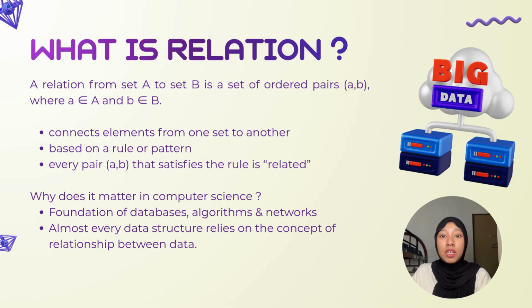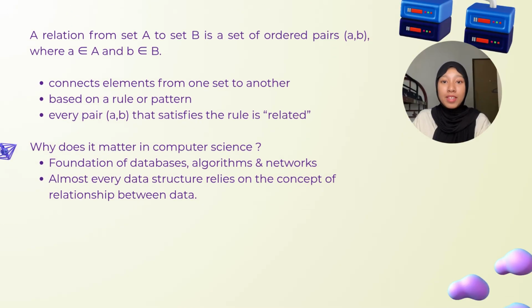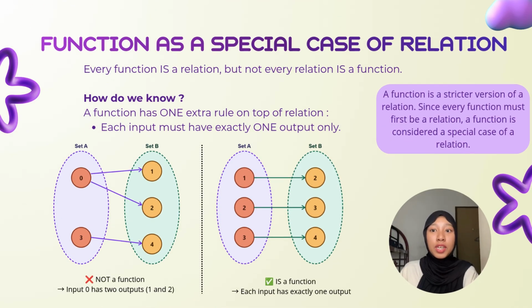But why does this matter in computer science? Almost every data structure and system, from databases to algorithms to networks, relies on the idea of relationships between data. Relations are the mathematical foundation behind all of this. Now that we understand what a relation is, let's look at how a function is a special case of a relation. A function is a type of relation, but with one extra rule. Each input must have exactly one output only. This means every function is a relation, but not every relation is a function.